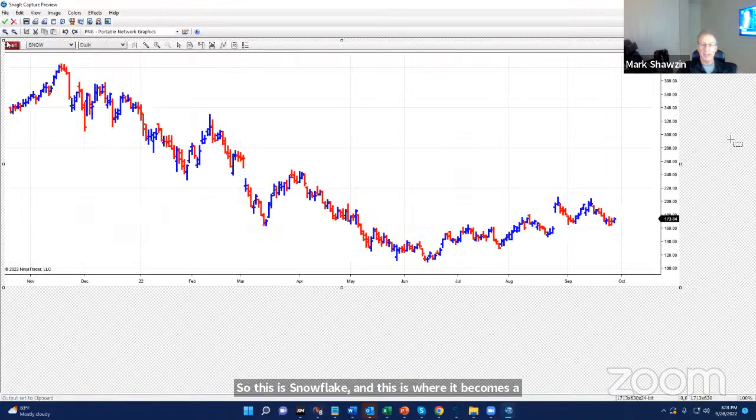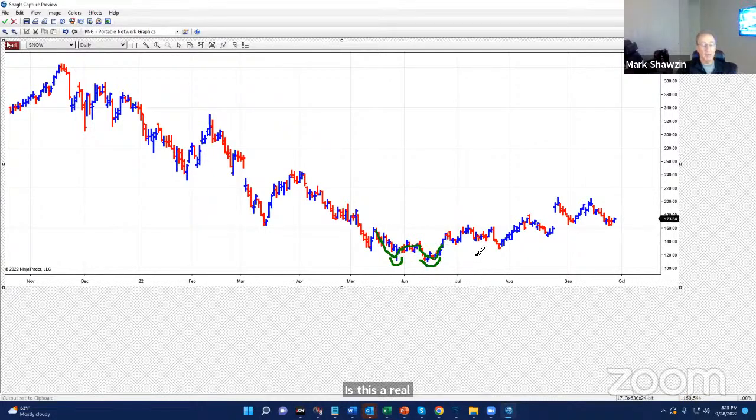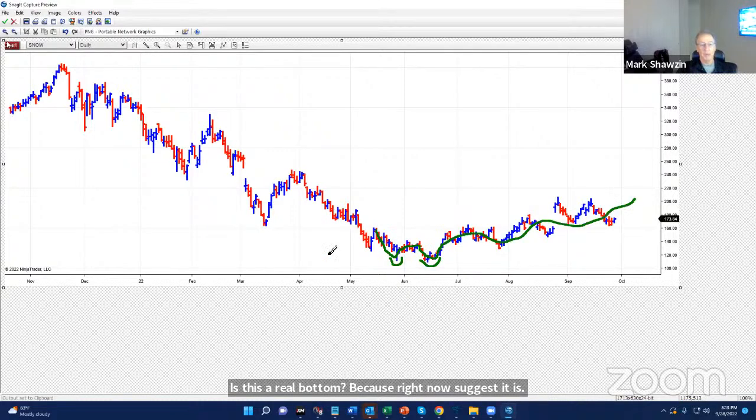Is this a downtrend? Is this an uptrend? Is this a real bottom? Because right now it suggests it is, that we made a bottom here, and we've been going higher off that bottom. So all during this chaos, this stock has slowly been making higher lows. So you can see we've been coiling.